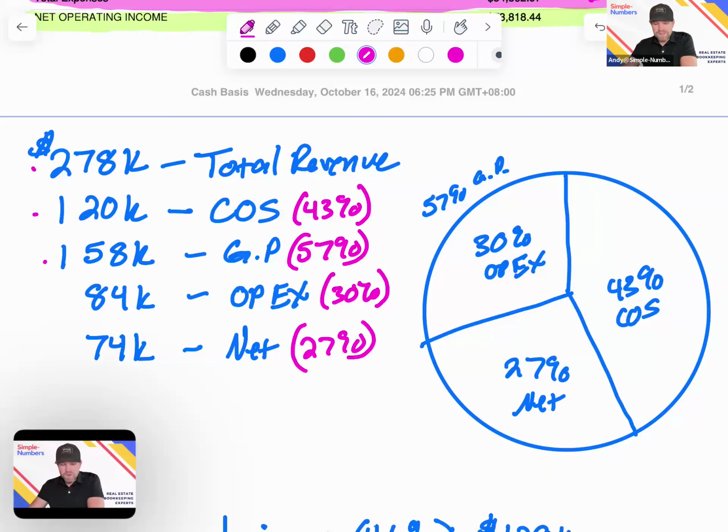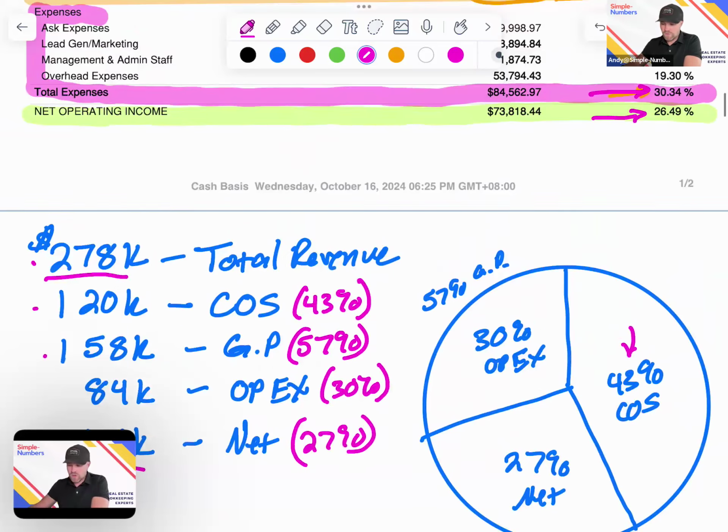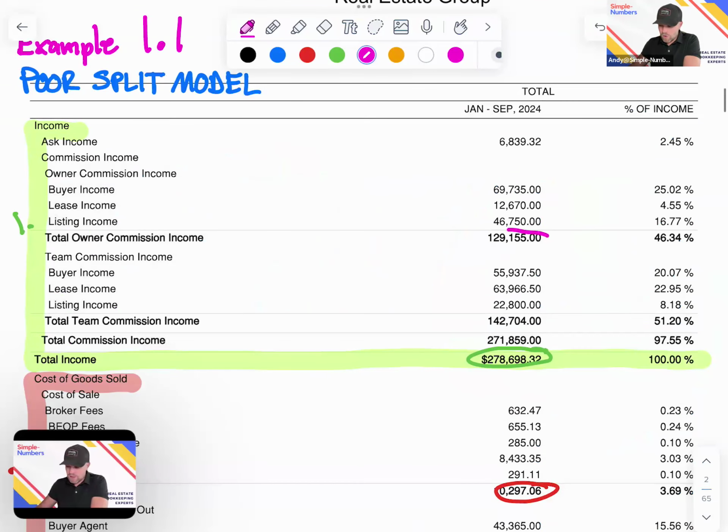And so at first glance, you may look at this and say, that looks pretty good. 27% net profit. Maybe $74,000 isn't a lot, but the margin, the 27%, is good. 43% cost of sale isn't too bad, right? But the thing we're not considering here is how much the owner is doing in personal production. We did $278,000 in total revenue. If we scroll back to the top, we can see that the owner did $129,000 of it, or 46%. And the team did $142,000.